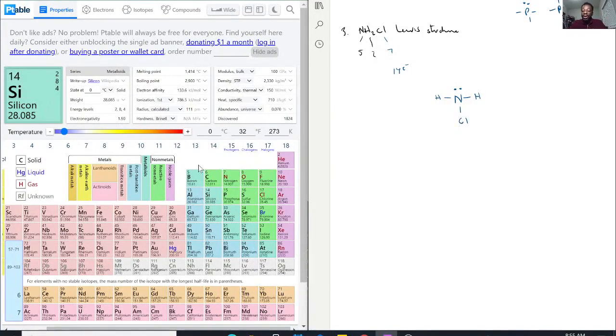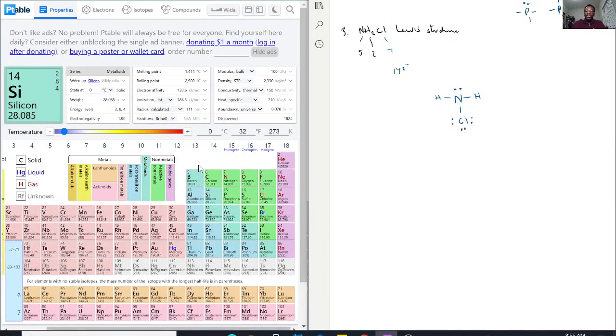And then we're going to fill out the octet. Hydrogen is already sharing 1 of its 1, so it's complete. Nitrogen, as I've added those 2 electrons, was sharing 3 of its 5, and then we have 4 and 5. Chlorine was sharing 1 of its 7, so we have 2, 3, 4, 5, 6, 7.